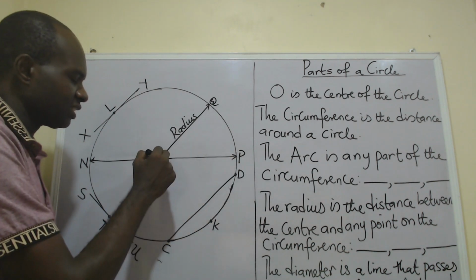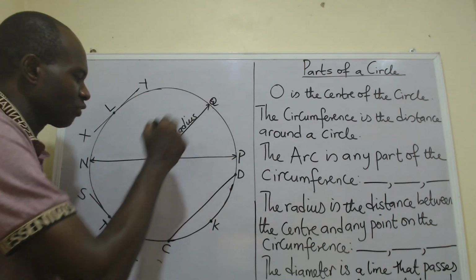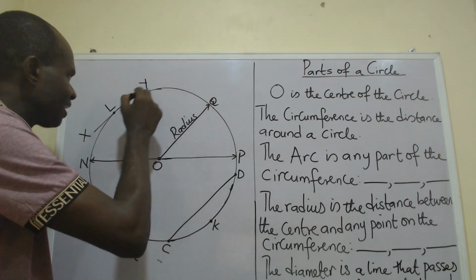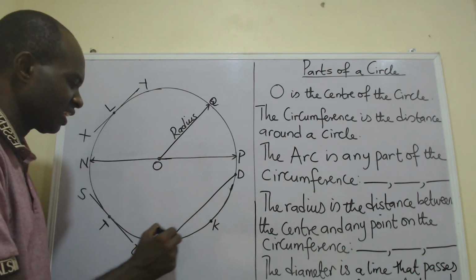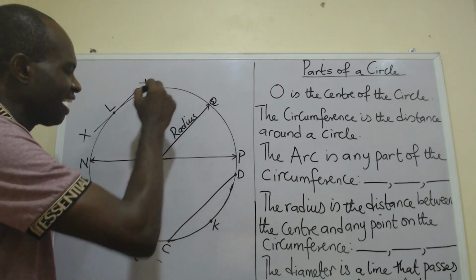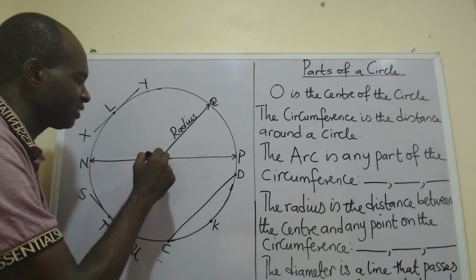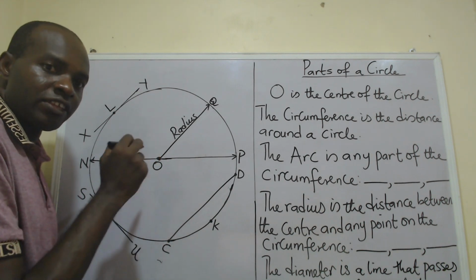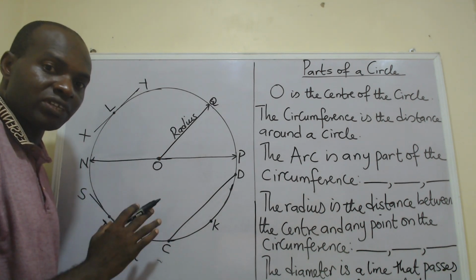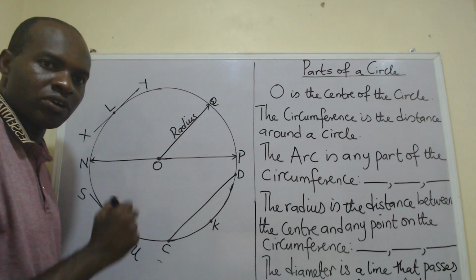P is the same distance from this point. Q is the same. All these points that make up this circumference, each and every one of them, are the same distance from the center. If that condition is fulfilled, then the shape you have is a circle.